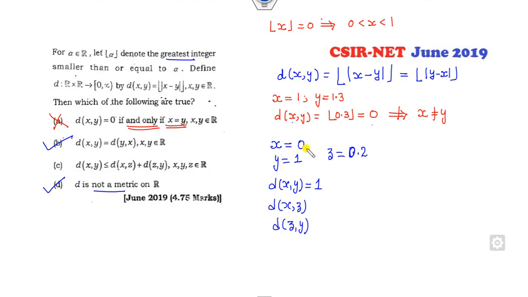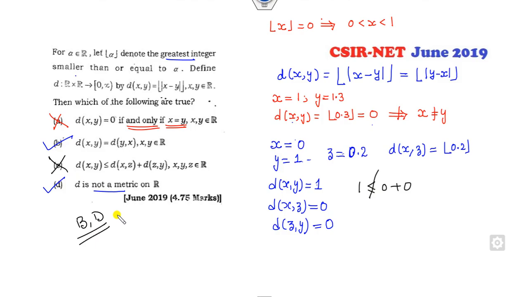If I choose z as the number 0.2, what is the distance? What is the metric of x comma z? It is the greatest integer of 0.2. So that is 0. What is that? y of z is 0.8. 0.8 is also 0. So can it be true? Is it less than this? It is not less than. So this option is also cancelled out. So the right options are B and D for this example. Very simple. You just look at the simple definition and provide very simple values.